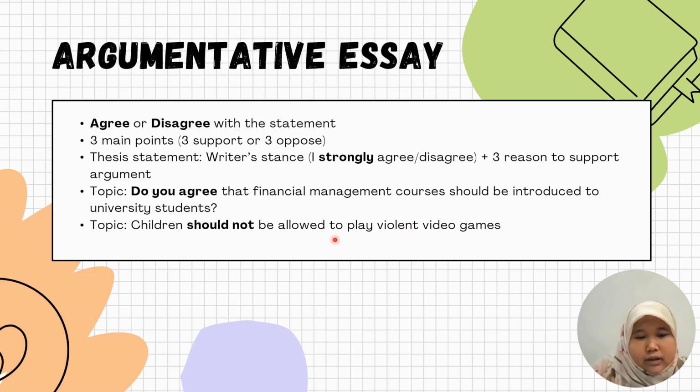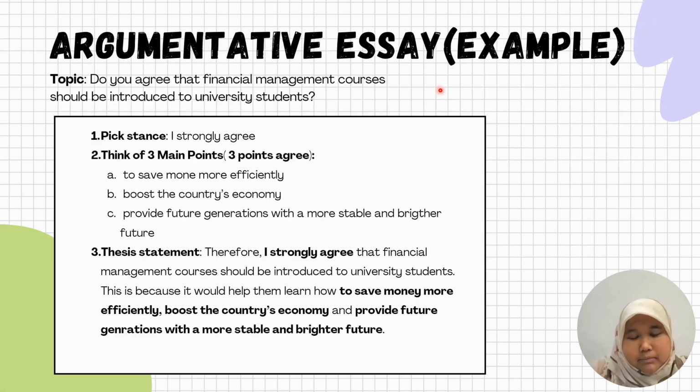So this is how you can know that the question wants you to write an argumentative essay. Some of the examples of an argumentative essay: first you pick a stance. For example, I strongly agree that financial management courses should be introduced. Why? Three points: to save more money efficiently, to boost the country's economy, and to provide future generations with a more stable and better future. And then the thesis statement, you must clearly state that you strongly agree, or else it won't be an argumentative essay, and you won't persuade the readers that you agree with it.